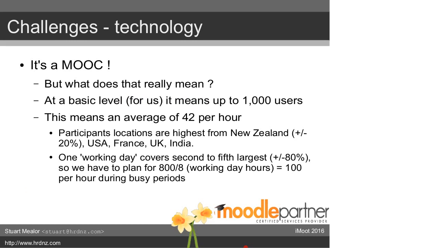So technology, it's a MOOC, but what does that really mean? Well, there's a number of things. At a basic level for us, we've actually set a limit of 1,000 people on this MOOC. We didn't necessarily feel that we'd want 5,000 people in there. We didn't know whether we could actually handle that number of people successfully in a meaningful and responsive way. So we've put a limit on there of 1,000 people. That would generally mean an average of around 42 people logged in an hour, and we're obviously using just ballpark figures here and very generalizations.